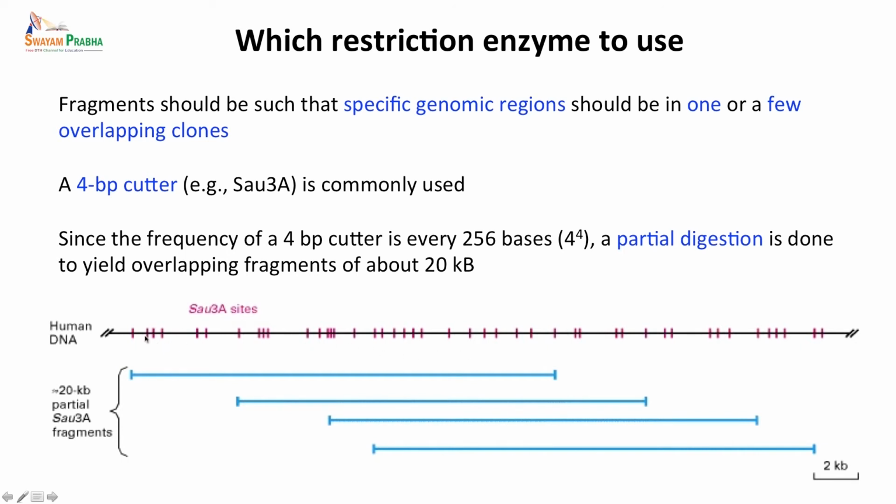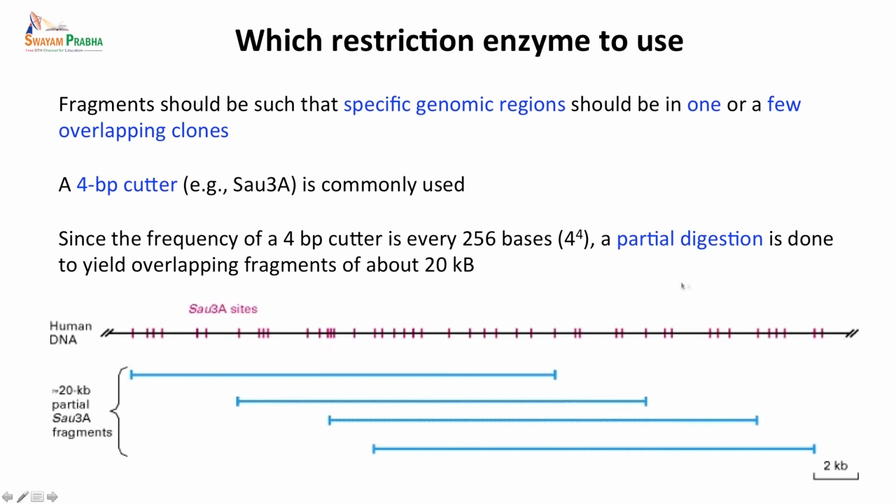So if we let SAW3A cut this genomic fragment completely, then there will be many small genomic fragments, and it will be very difficult to reconstruct the sequence of this entire fragment.